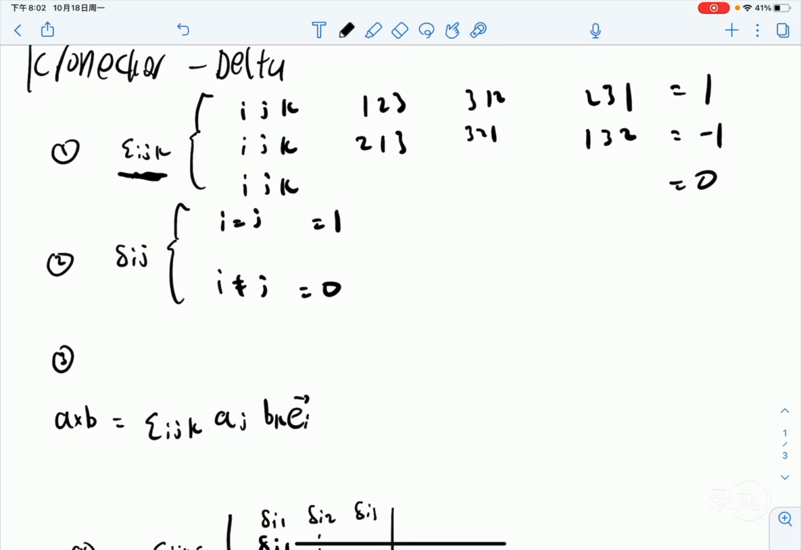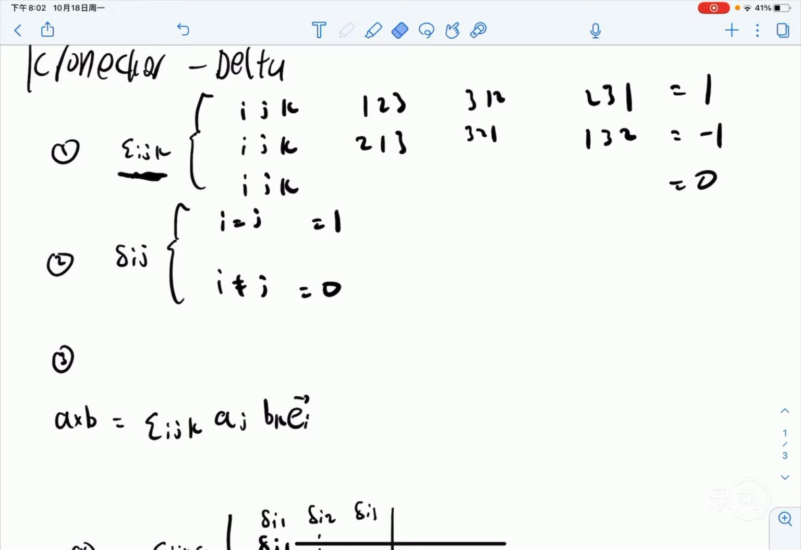312 and 231, it is going to be 1. For example, epsilon 123 is equal to 1. And when ijk is in the arrangement of 213, 321, and 132, it is going to be negative 1. When ijk is in a different arrangement, for example epsilon 113, it is going to be 0.